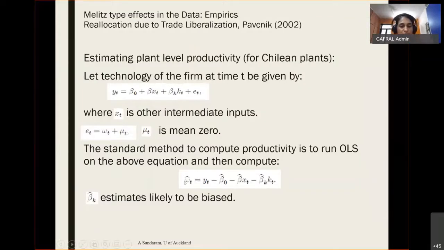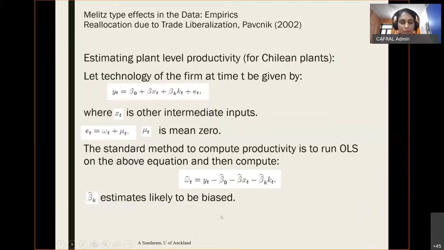So the residual is just going to be Y_T minus beta naught hat minus beta hat X_T minus beta hat K_T. So this is the residual coming out of this regression. Now, what is the idea behind this? The idea is fixing the level of inputs. If you are able to produce more output, then that means that you are a more productive firm. So that is the idea behind this: firms that are more productive can produce more for the same fixed level of inputs.